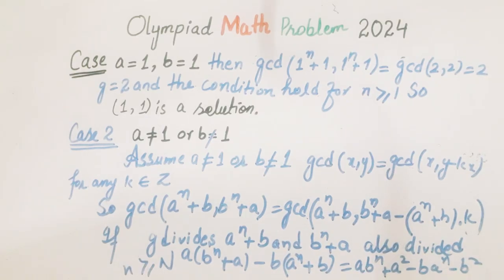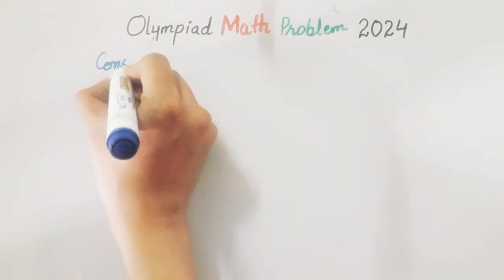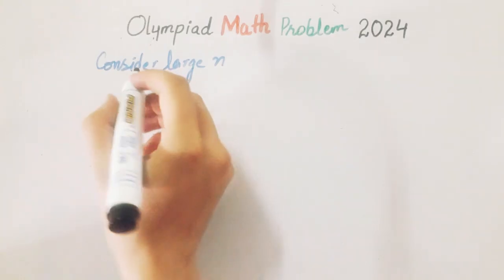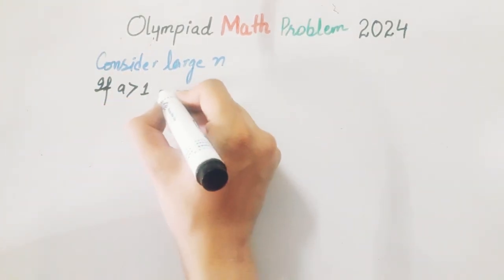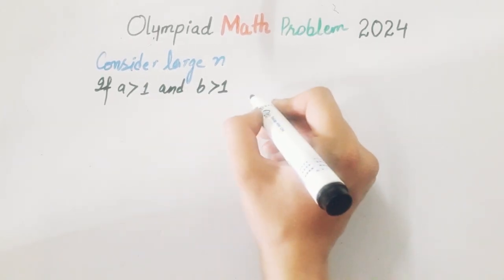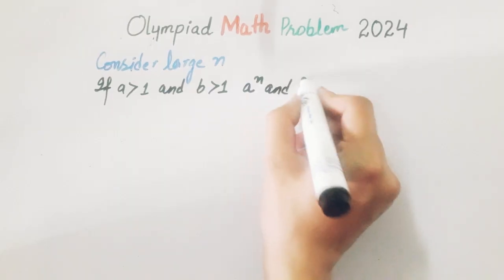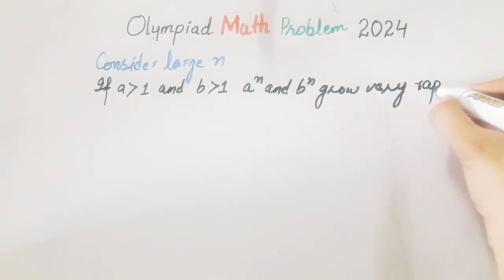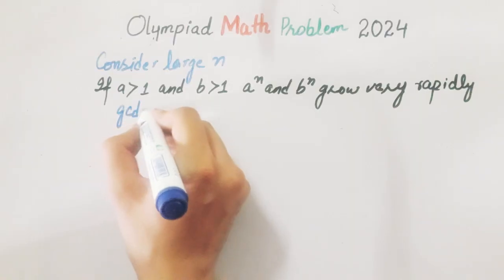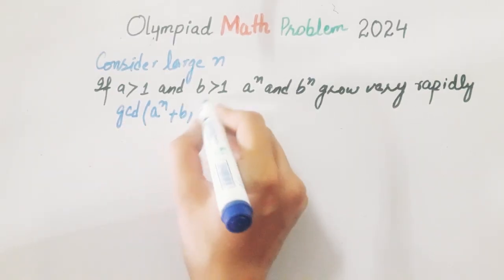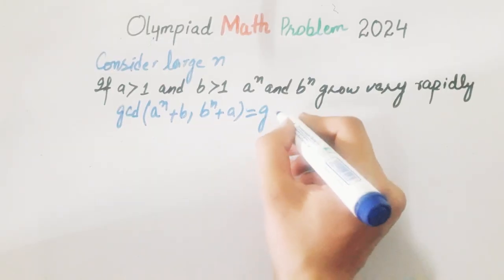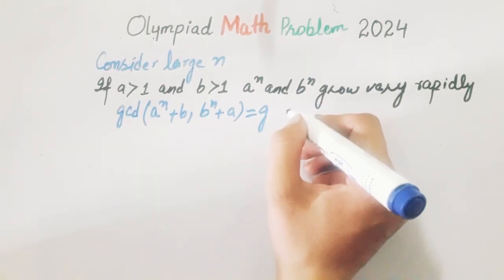Now consider the large value of n. For large n, we will take the situation as if a is greater than 1 and b is also greater than 1, then a^n and b^n grow very rapidly. So we will say that the GCD of a^n + b and b^n + a will be a constant g, and it implies a very specific relationship between a and b.